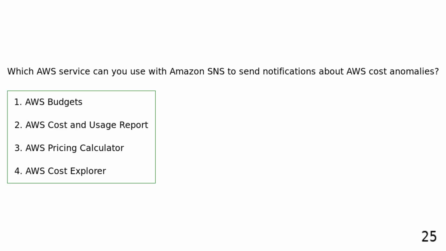Which AWS service can you use with Amazon SNS to send notifications about AWS cost anomalies? AWS Budgets. AWS Cost and Usage Report. AWS Pricing Calculator. AWS Cost Explorer. AWS Cost Explorer can be configured to send notifications through Amazon SNS when it detects cost anomalies, helping you manage and optimize your AWS spending.